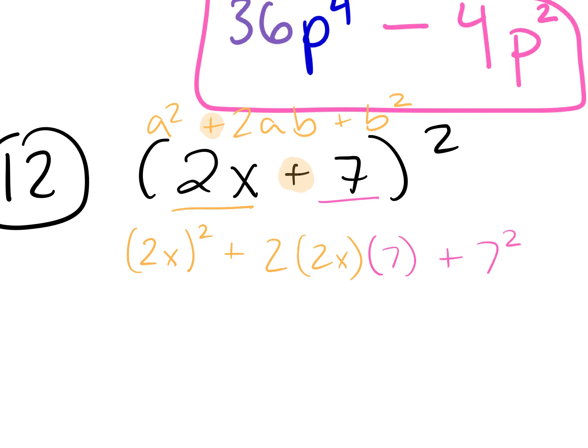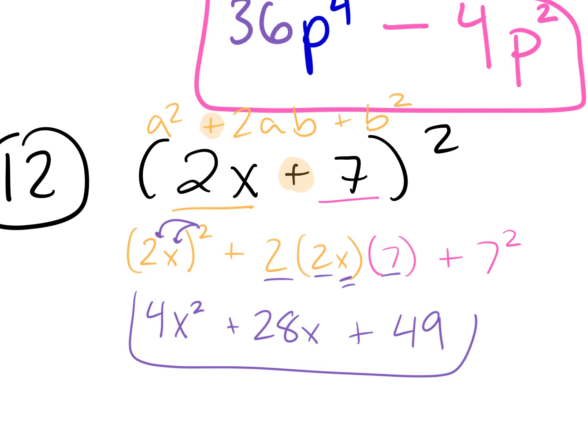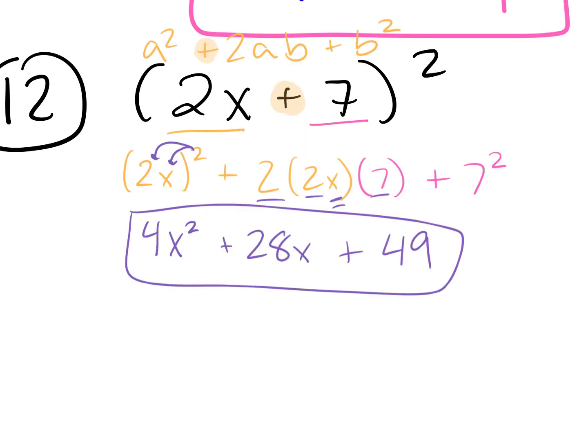So how do I do 2x squared? 4x squared. Perfect. Don't forget to distribute that squared to the 2 and the x, so it becomes 4x squared. And then in the middle, I have 2 times 7. So 2 times 2 would be 4, and 4 times 7? 28. So 28x, because I have an x there also. And then plus, what's 7 squared? 49. So that's my answer. Just another question.